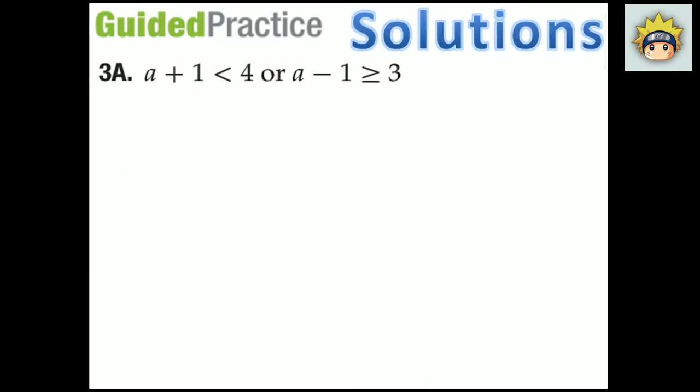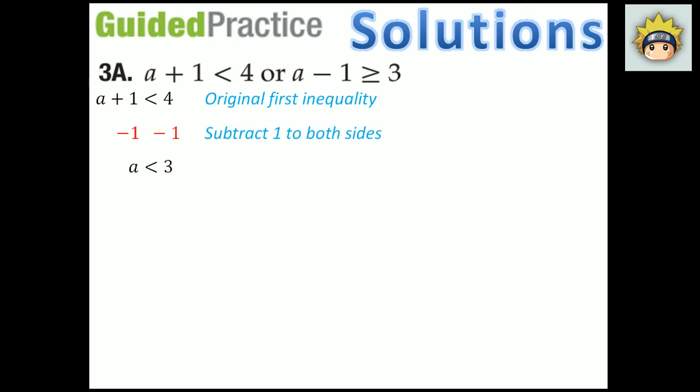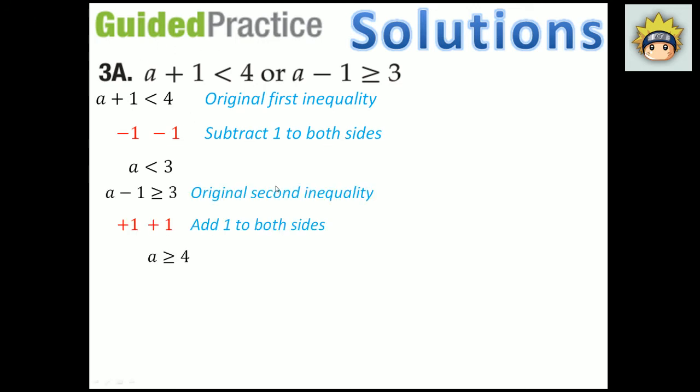You have 3a. You have two inequalities: a plus 1 is less than 4, or a minus 1 is greater than or equal to 3. Because I know you already know how to do single step inequalities, I'm going to show the solution in not complete detail. Here is how you solve for a on the left hand side inequality: you subtract 1 from both sides. On the other inequality, you add 1 to both sides. That's how you get a alone. So a is greater than or equal to 4.